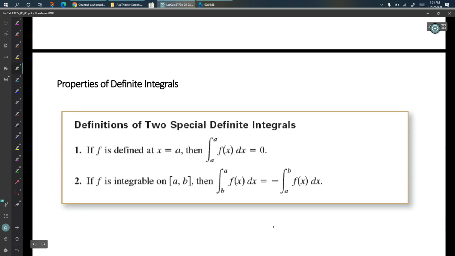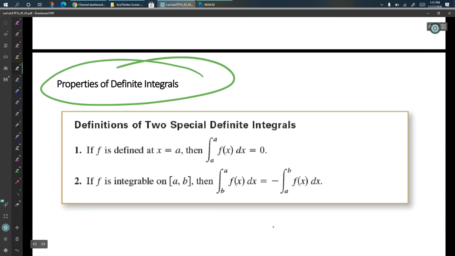All right, so properties of definite integrals. The first property of definite integrals says that if f is defined on the interval, wait, that's not an interval. That just simply says if your function is defined at a single value, then the integral from that single value to that single value is 0. Okay. Let's see if we can make some sense of this.